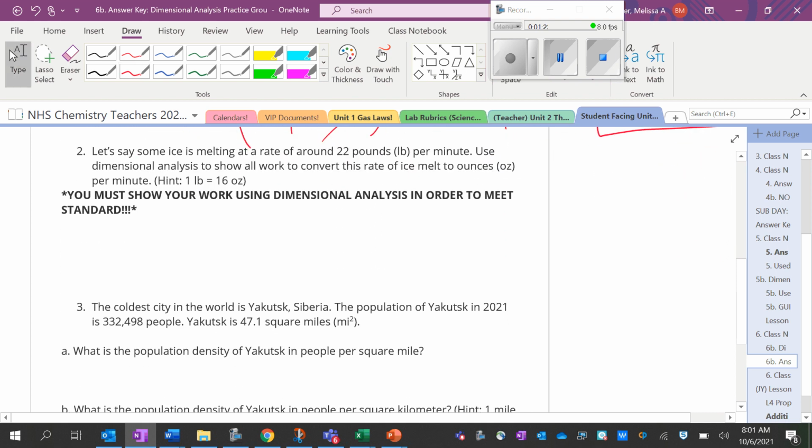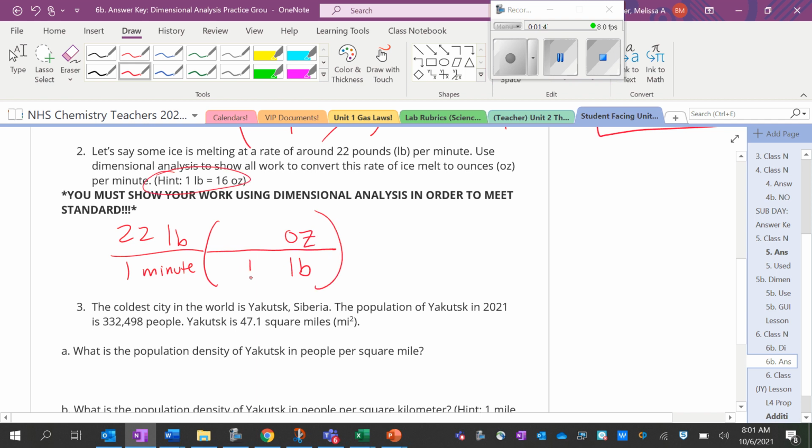Let's say some ice is melting at a rate of around 22 pounds per minute. Use dimensional analysis to show all work to convert this rate of ice melt to ounces per minute. So we want to get rid of pounds and we want to get it into ounces. So our conversion, according to the hint, is that 1 pound is equal to 16 ounces.